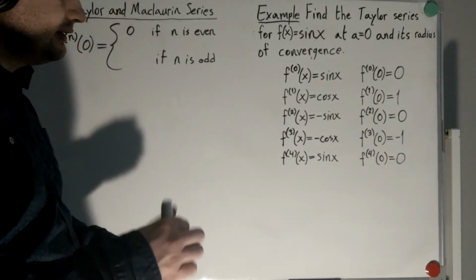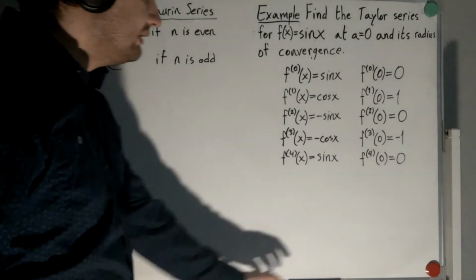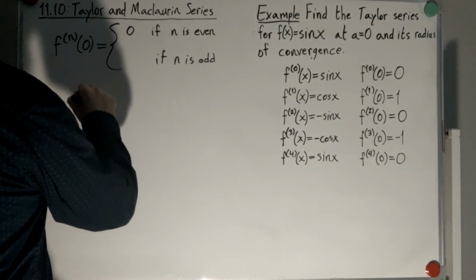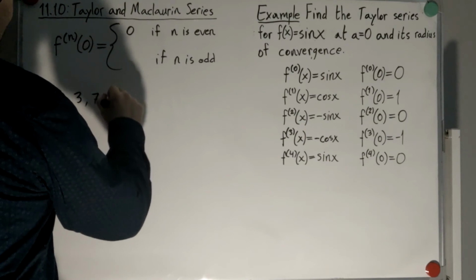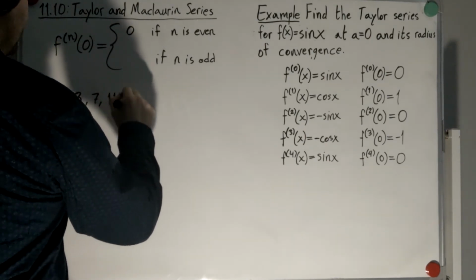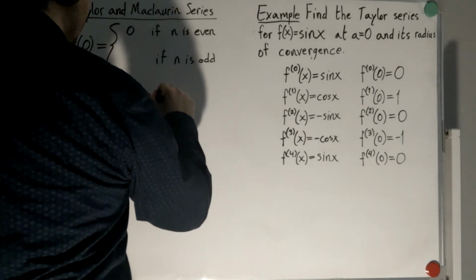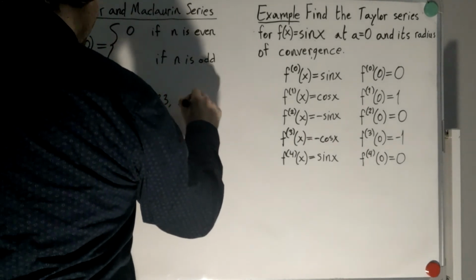Let's think about that for a second. The ones that we want to be negative, those are like 3 and 7 and 11, 15, 19, 23, and so on.